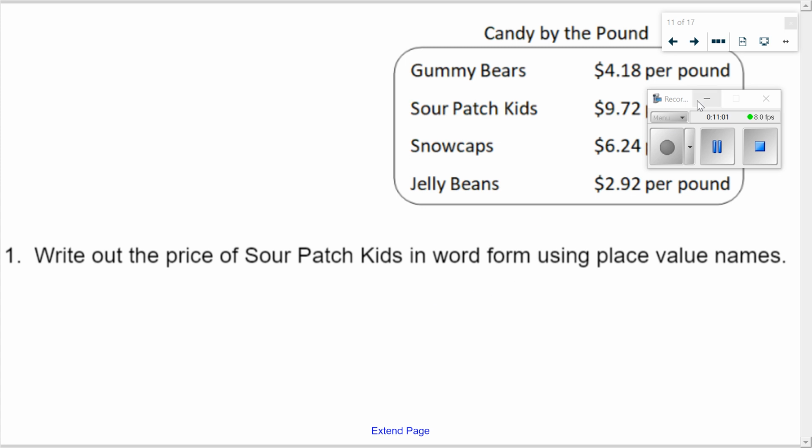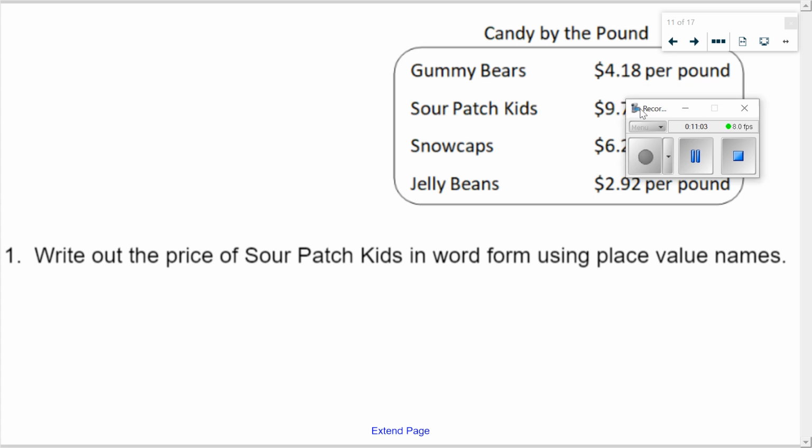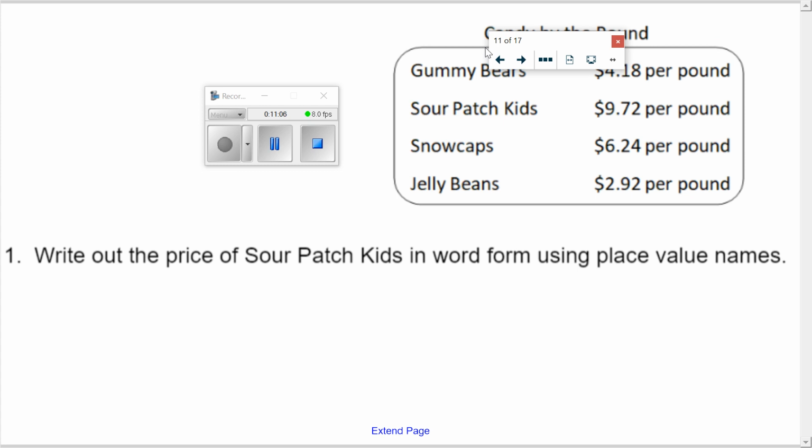All right, so here are some gummy bear questions. Not gummy bear, but candy by the pound. All right. Write out the Sour Patch Kids in word form using place value names. Well, Sour Patch Kids are $9.72.